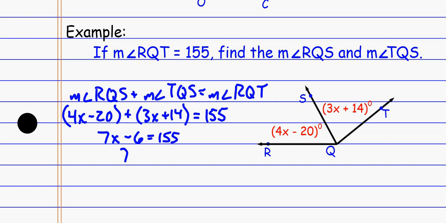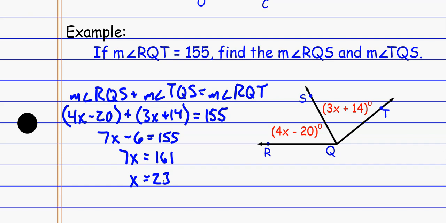I'm going to go ahead and add that 6 to each side. Oh, that is a terrible looking 7. I can do better. I believe in my skills. So over here I get 161. And now I'm going to divide each side by 7, and I get x equals 23. But again, that doesn't even answer the question.